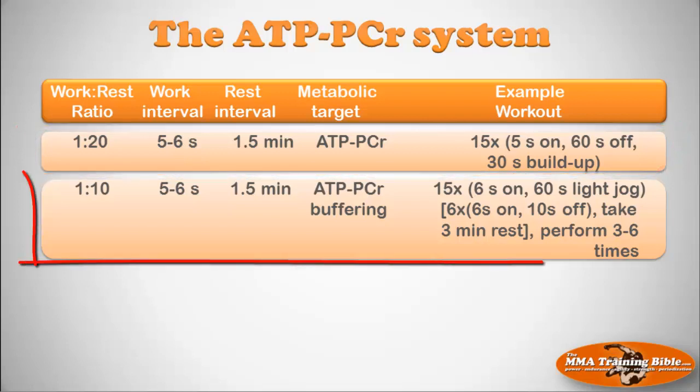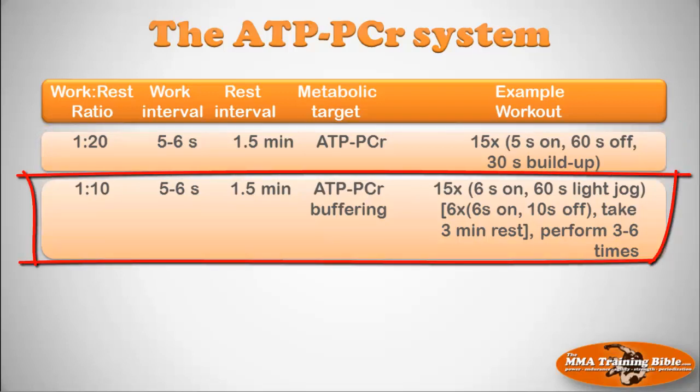Another example here, work to rest ratio of 1 to 10. Work interval length somewhere in the region of 5 to 6 seconds, and your rest interval length is going to be just around a minute and a half, maybe a little bit shorter. This is going to focus on, again, the ATP-PCR system, but also buffering of metabolites because you have less time to dissipate those metabolites. Here's an example workout, 15 times 6 seconds on, 60 seconds of light jogging, and then you go back to it.